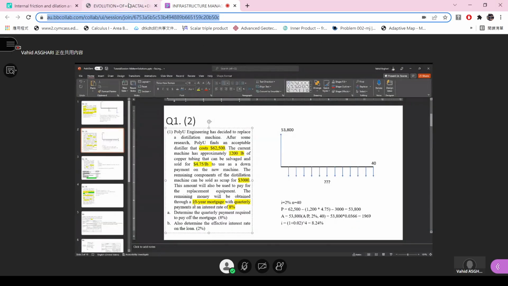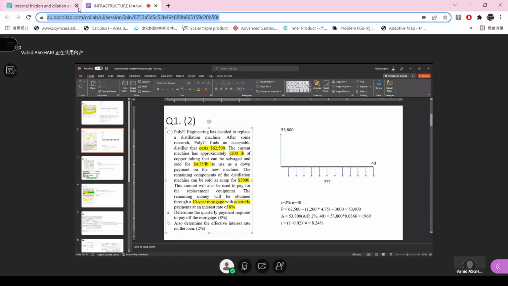And then it will be a 10-year mortgage. Let me put it here. It will be through a 10-year mortgage with quarterly payments at an interest rate of 8%. Okay, it was quarterly. Let me highlight it again here. It was quarterly, 10 years, so it will be 40 periods.